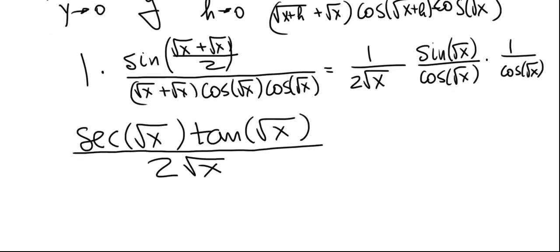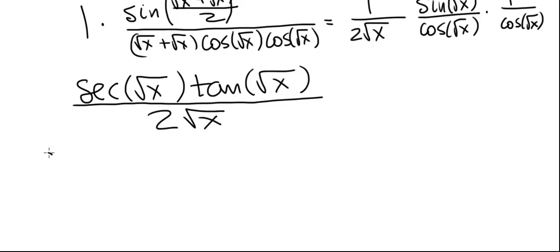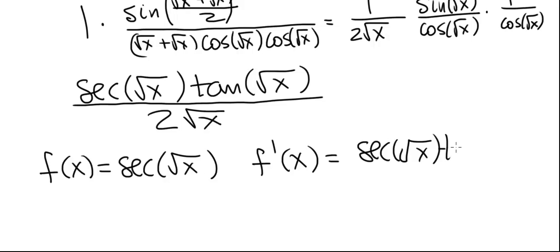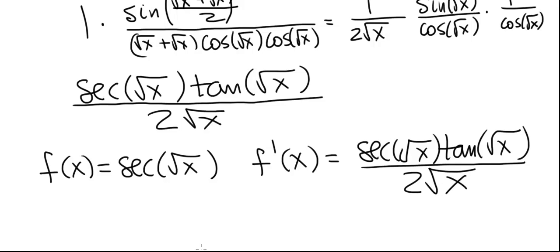Let's summarize this. We started with a function. Our function was f of x equals secant of square root of x. We used the definition of the derivative to show that the derivative of this function is equal to secant of square root of x times the tangent of square root of x divided by 2 times square root of x.